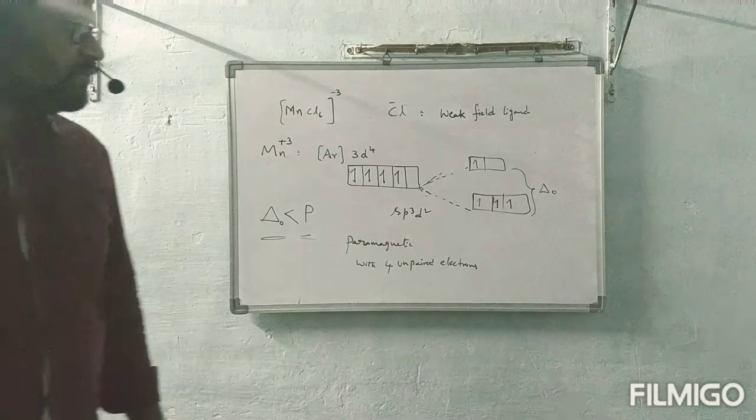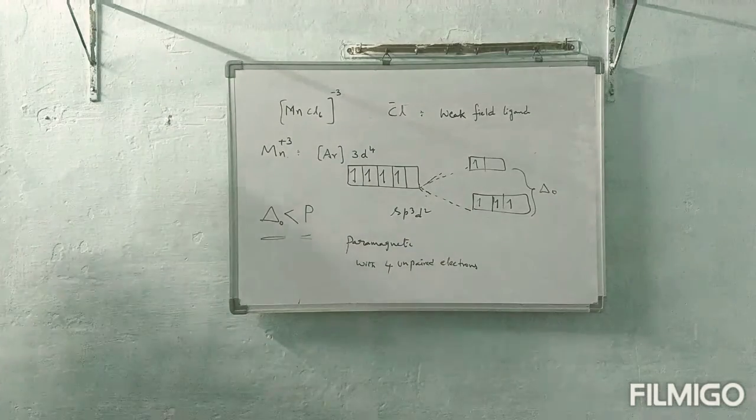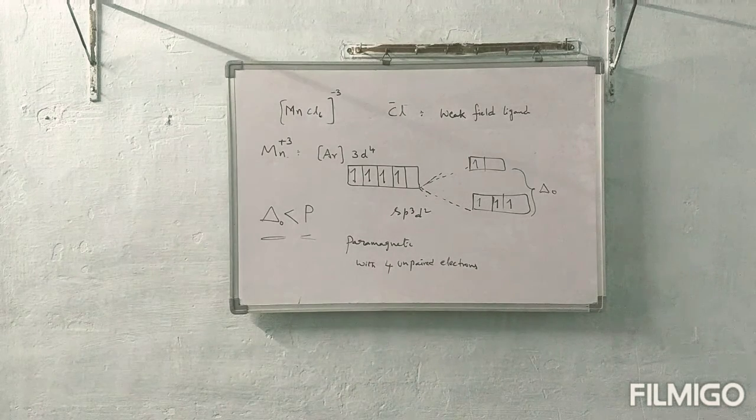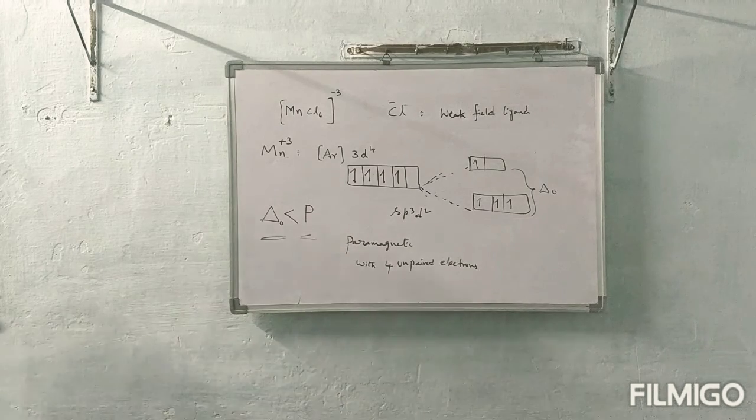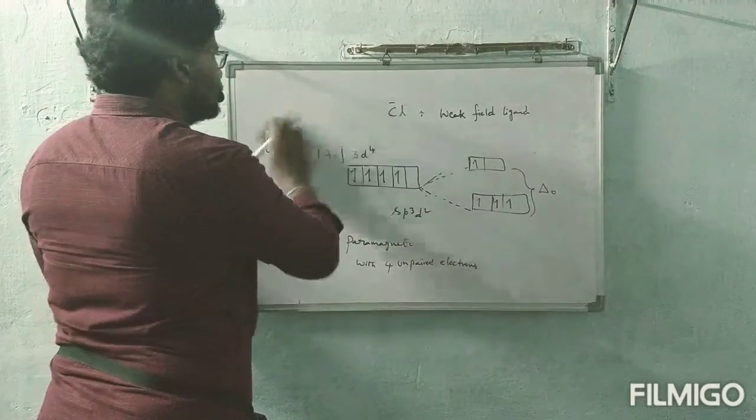See towards the board, all of you. I hope you are clear. So the first one, cyanide, is a strong field ligand. Now Cl minus is a weak field ligand. Next example, the third one. The same explanation will be continued.